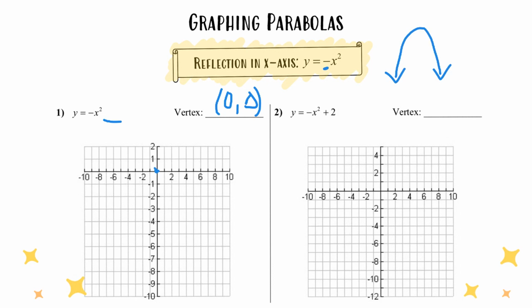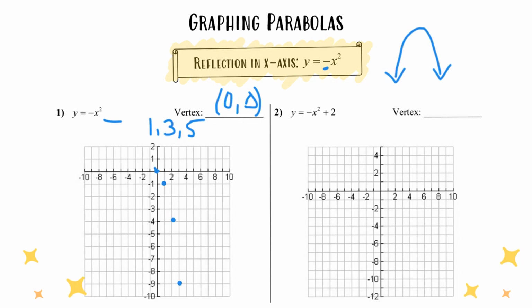Okay, now generally what you do is you go 1 to the right, up 1, but because there's a negative sign and there's a reflection in the x-axis, we're still going to have a step pattern of 1, 3, and 5, but this time you're not going to be moving up, you're going to be moving down. So starting from the vertex, you're now going to go 1 to the right, down 1, then 1 to the right, down 3, then 1 to the right, down 5. 1, 2, 3, 4, 5.